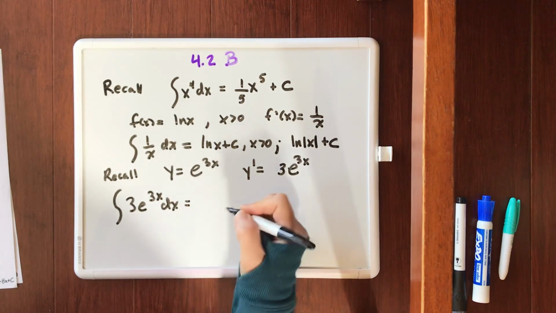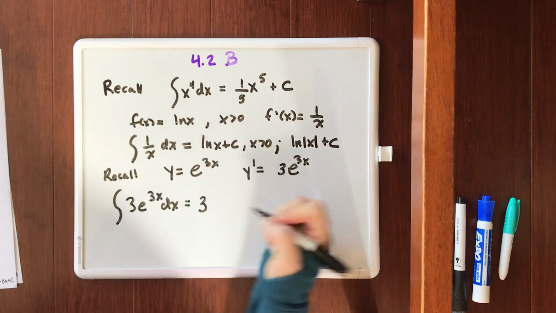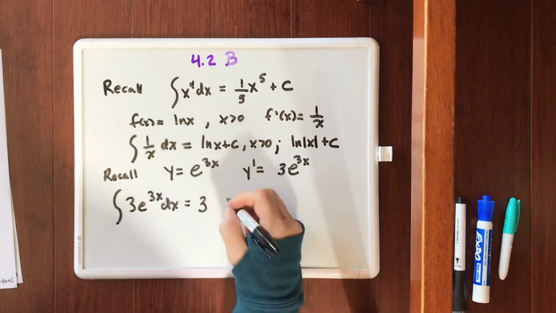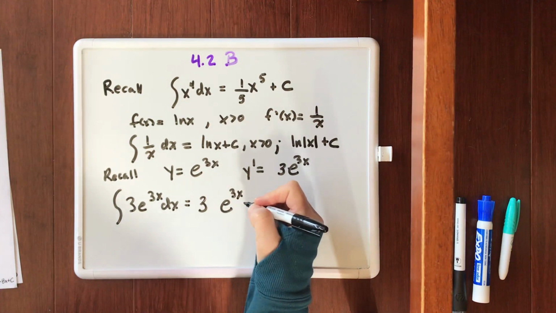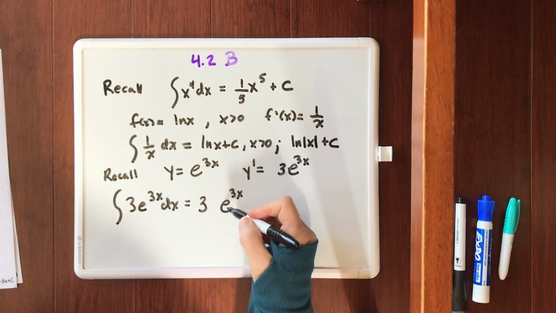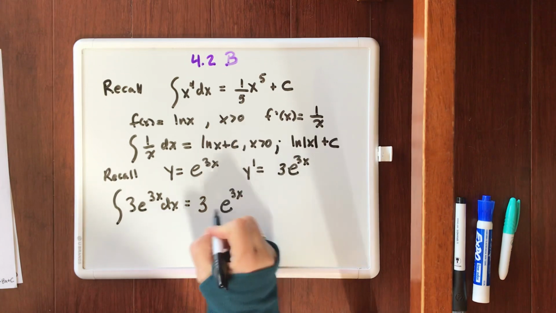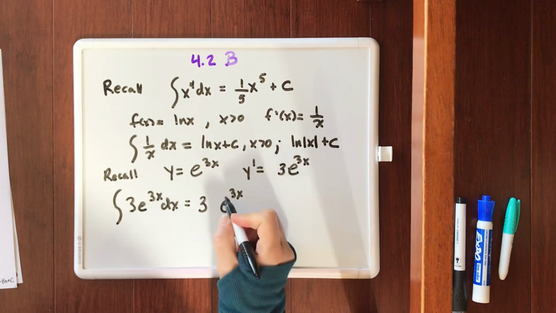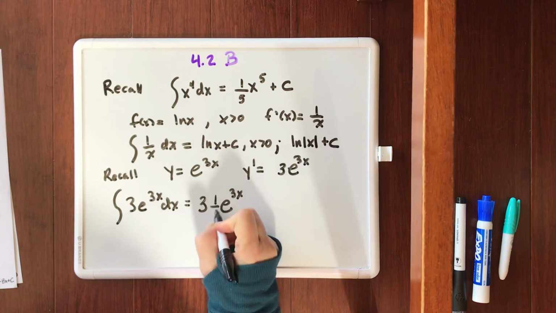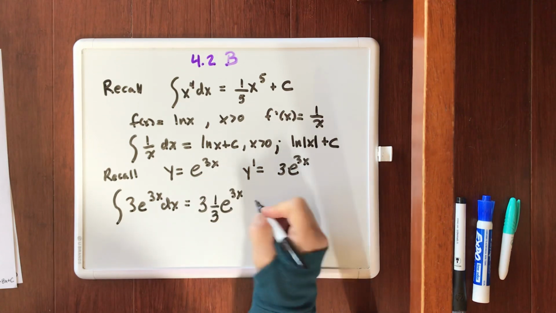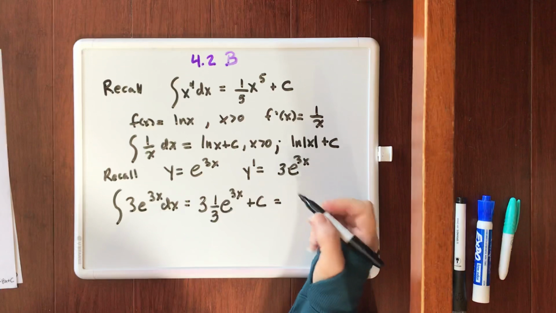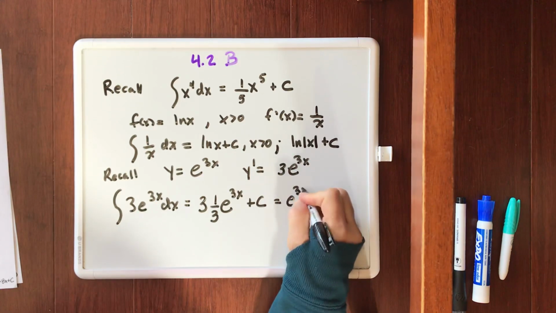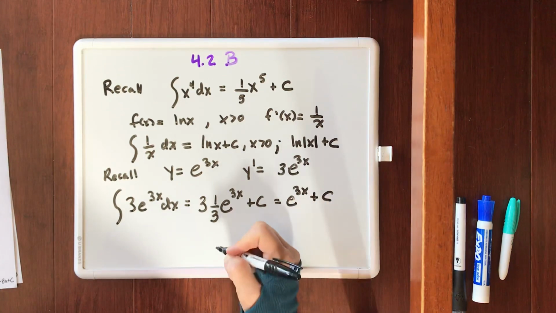Okay, well, we know there's going to be a 3, that stays there. We know that e to the 3x will stay there. And we have to ask ourselves, how can we get back to here with what we have here? Well, we have to multiply by 1 over 3 plus c. 3 times 1 over 3 is just 1, so that's e to the 3x plus c.